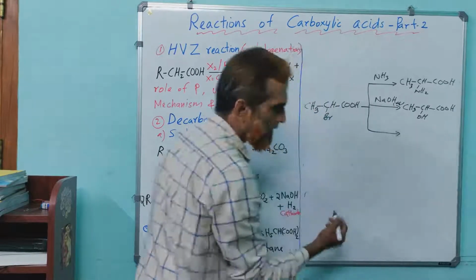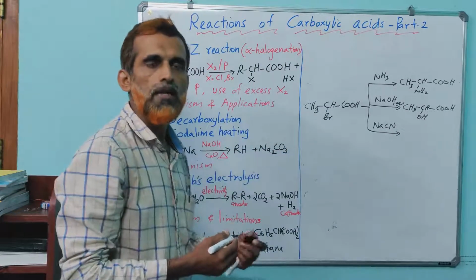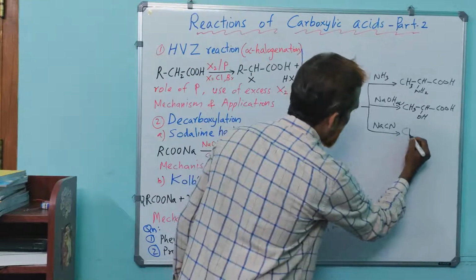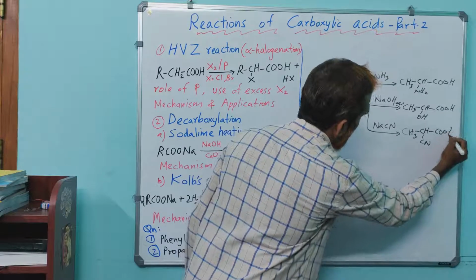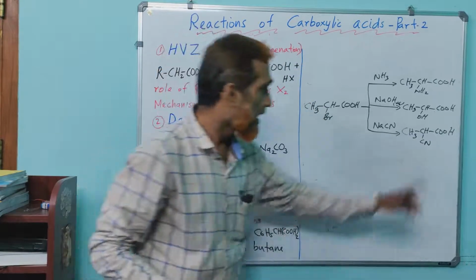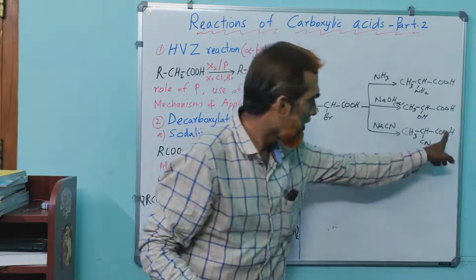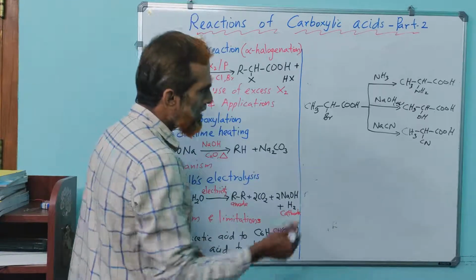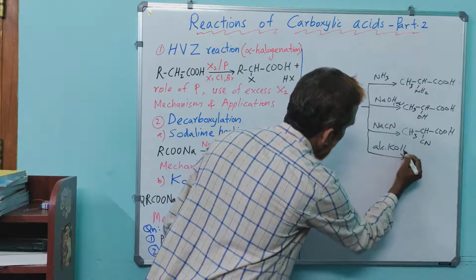Now, another reaction is, if you use NaCN, you know, CN minus is a nucleophile, so that is used for preparing nitrile. So that will react here, and Br is replaced by CN. So it is CH3, CN, COOH. See, you can extend this reaction for what? We already learned CN can be hydrolyzed to get what? Acid. So you can get dicarboxylic acids, right?